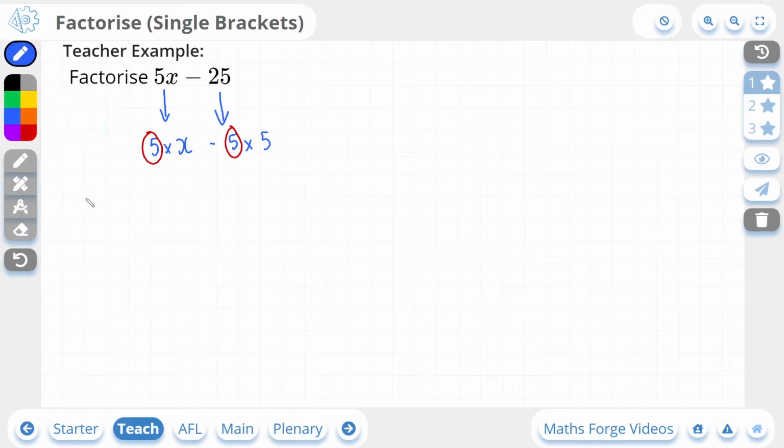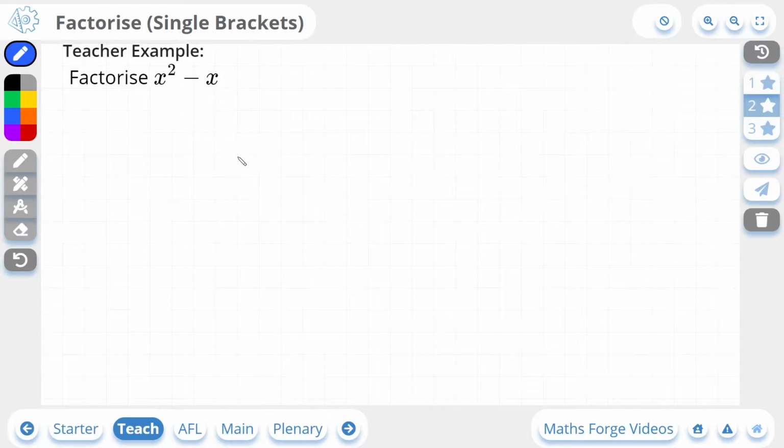We can go ahead now and take this 5 out of a single pair of brackets. And what's left on the inside is the remaining terms. So we're going to have an x, and then a minus, and then a 5. And you can always check to see if you've got the correct answer by expanding the brackets again. So 5 multiplied by x gets us back up to 5x, and 5 multiplied by negative 5 gets us back up to negative 25. So this should be our final answer. And if we check our answer, there it is.